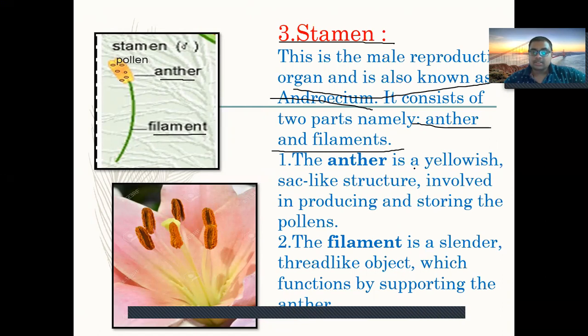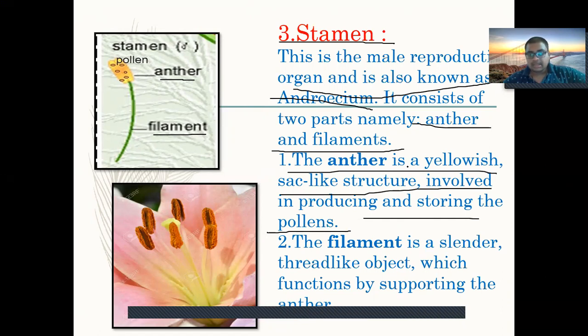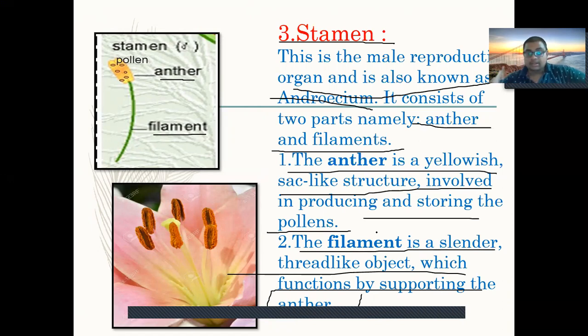So anther is a yellowish sac-like structure involved in producing and storing the pollen grains. As we mentioned in the previous slide, this yellow sac-like structure is called anther. And the filament is a slender thread-like object which functions by supporting the anther. So you can now visualize that a filament holds the anther on a flower. This image very well depicts the things that I wanted you to learn.